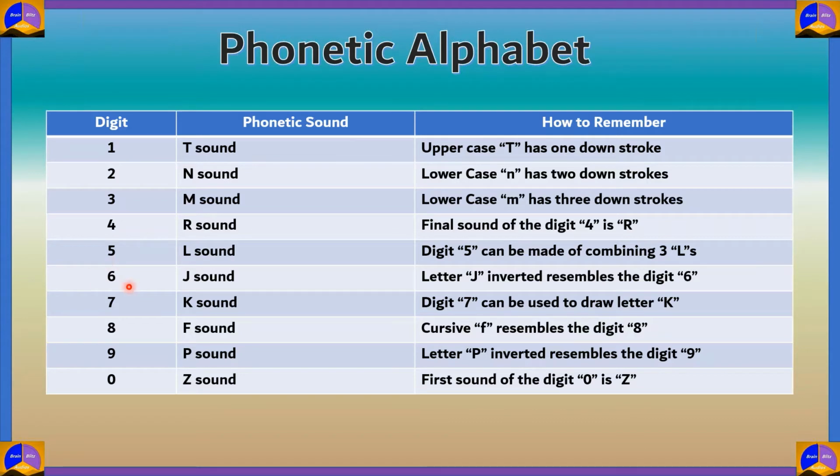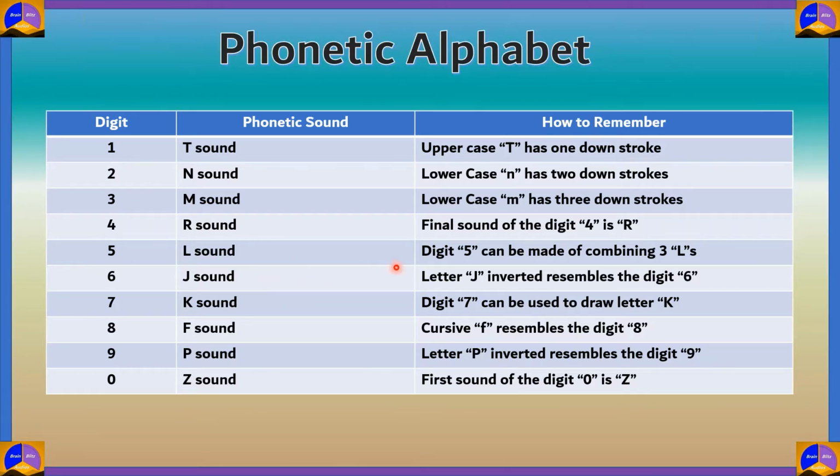For the digit 6, we use the J sound. Now, note that not just J can be used, we can also use the G sound and the CH sound, etc. So the sound is most important. The sound that we use when you use the word J, as in juice, so the J sound.